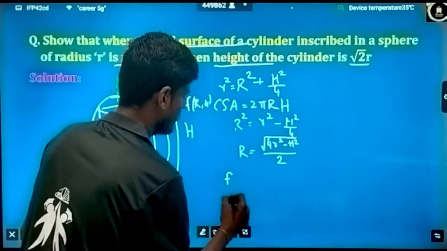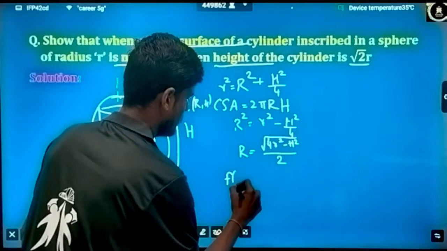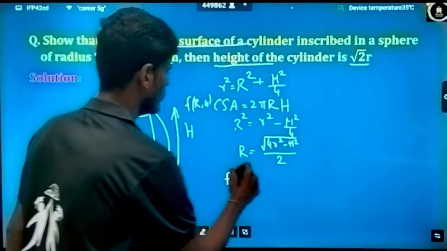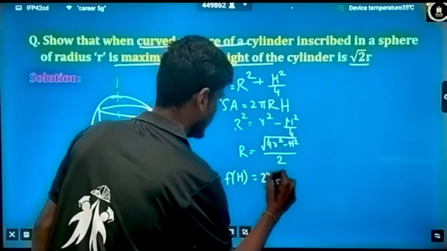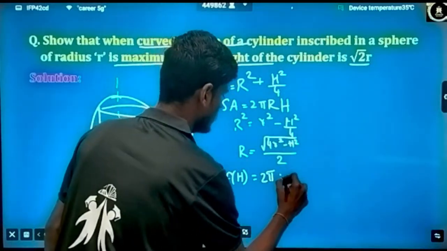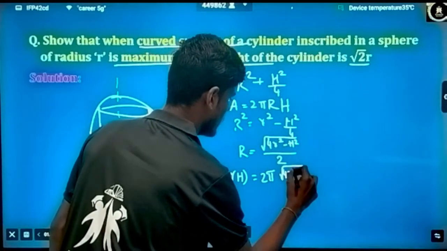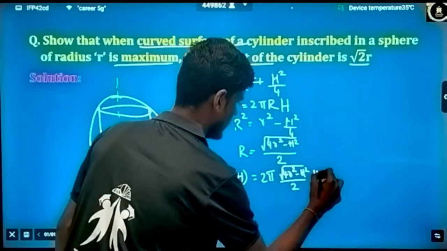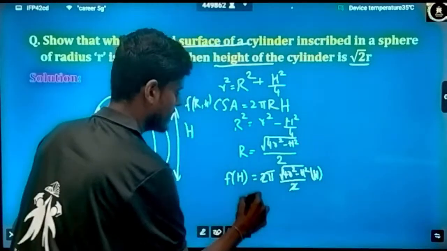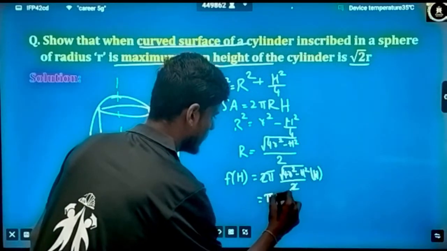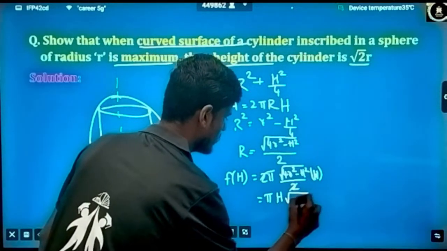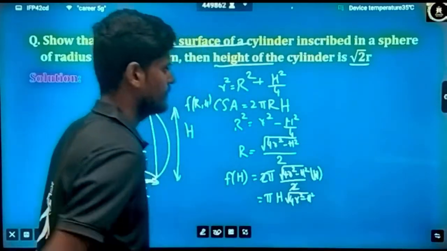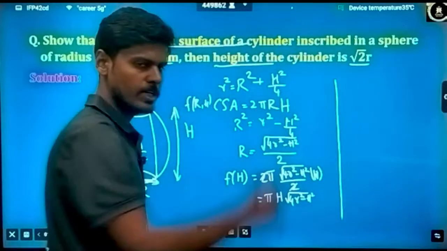So we will get f, the function in terms of h, equal to 2 pi r, which is square root of 4r square minus h square by 2, into h. So 2 will get cancelled. This is equal to pi times h into square root of 4r square minus h square. Next what we need to do?